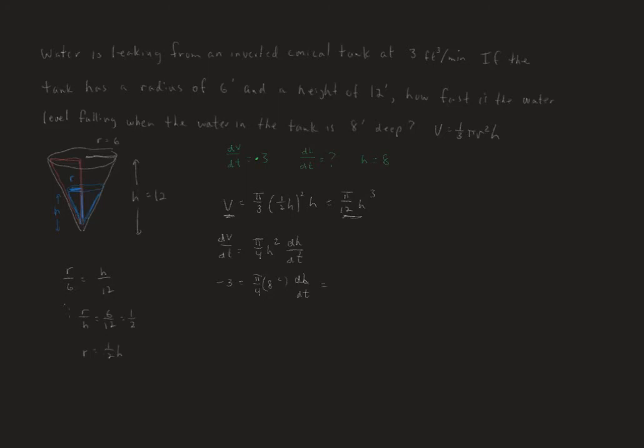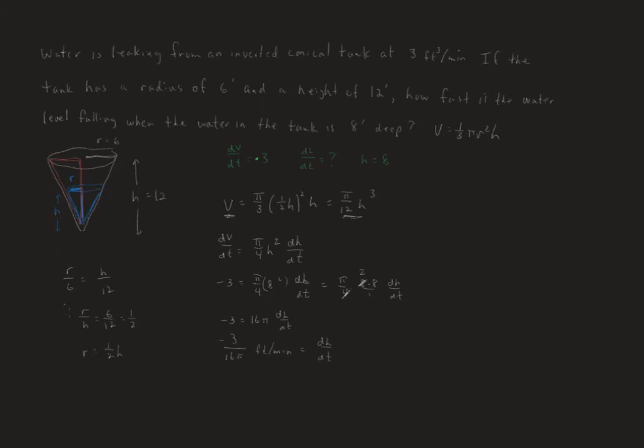So I'm going to look at that pi over 4 times, and I'm going to write that 8 squared as 8 over 8, so that I can cancel the 4 with one of those 8's. And so then we have -3 is equal to 16 pi times dh dt. So we'll get -3 over 16 pi, and that's going to be in feet per minute for our dh dt. And so we can see that the water level is falling at 3 over 16 pi feet per minute.